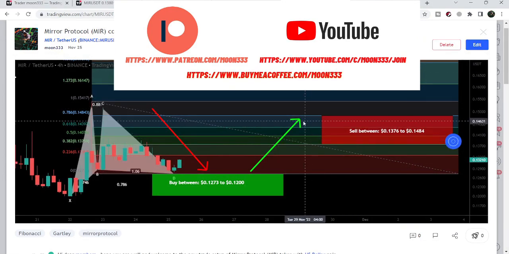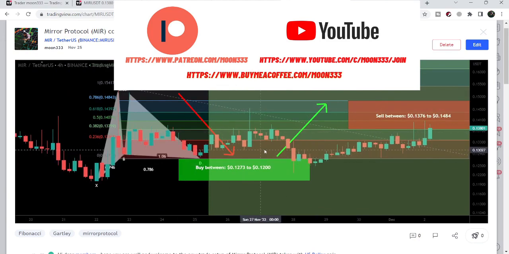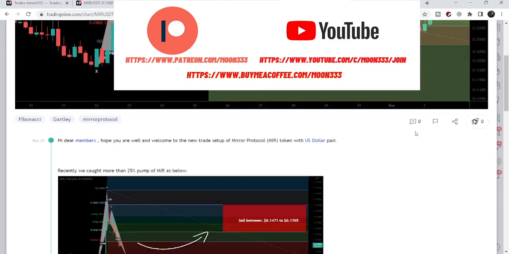And if I play this chart, then you can see that the price line started a nice reversal move and again moved down, and again we had another powerful reversal to the upside.